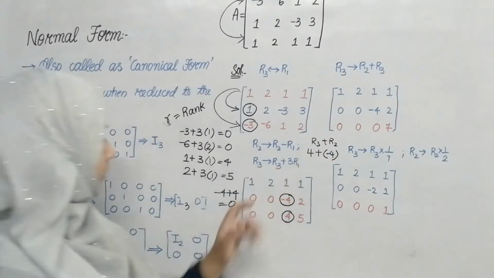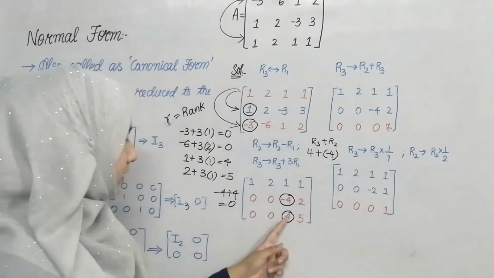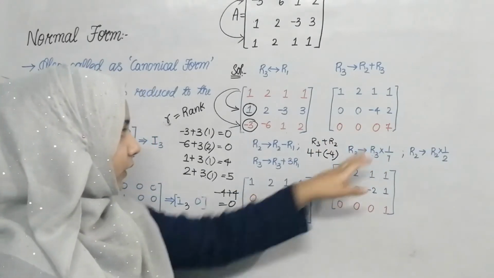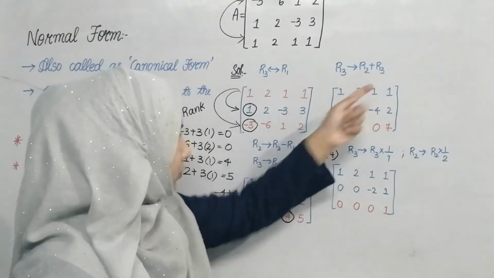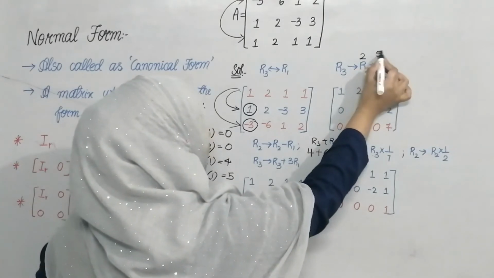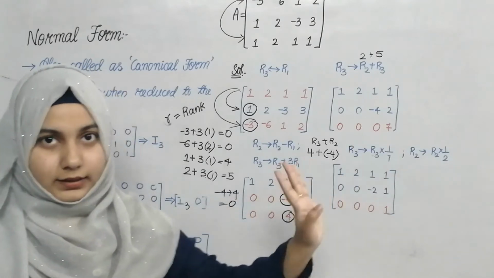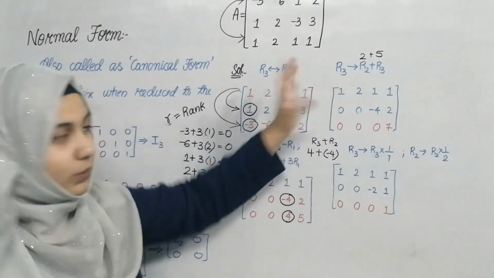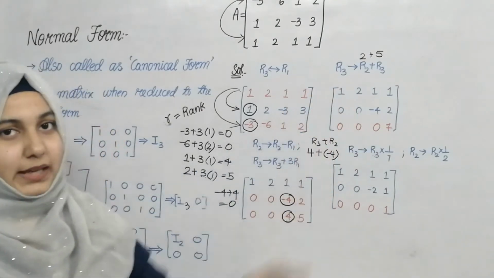So what's happening here? These two elements will be 0, 0, 0 as it is. Next, 4 minus 4 is 0. Then 2 plus 5: R2 is 2 and R3 is 5. So 2 plus 5 is 7. Got 7? Clear? Done? The rest 2 rows will be as it is because we did nothing to them.